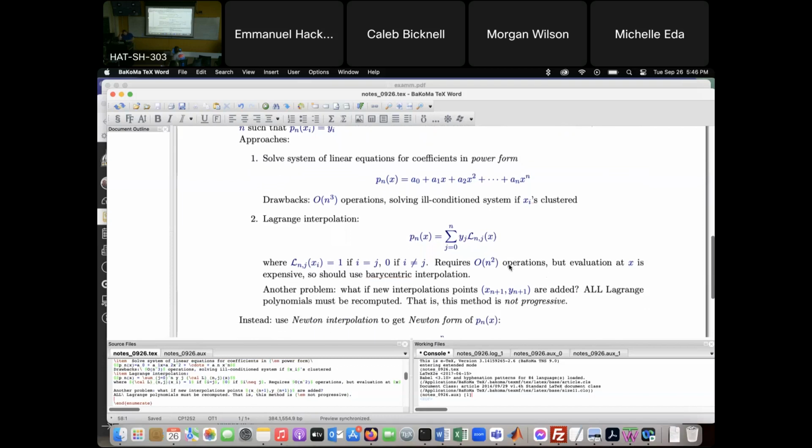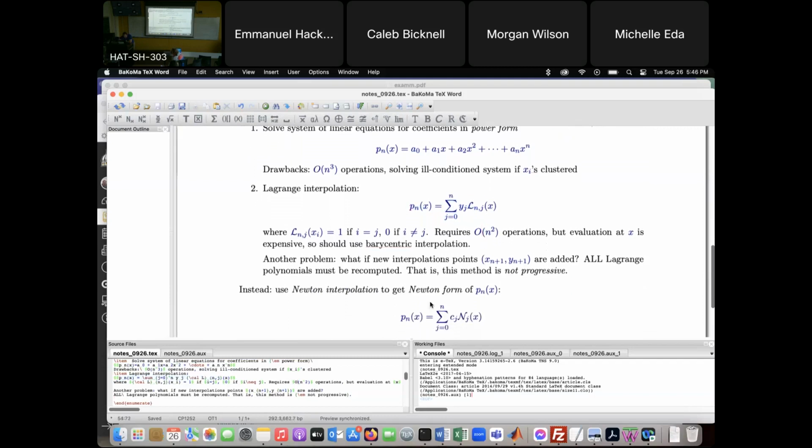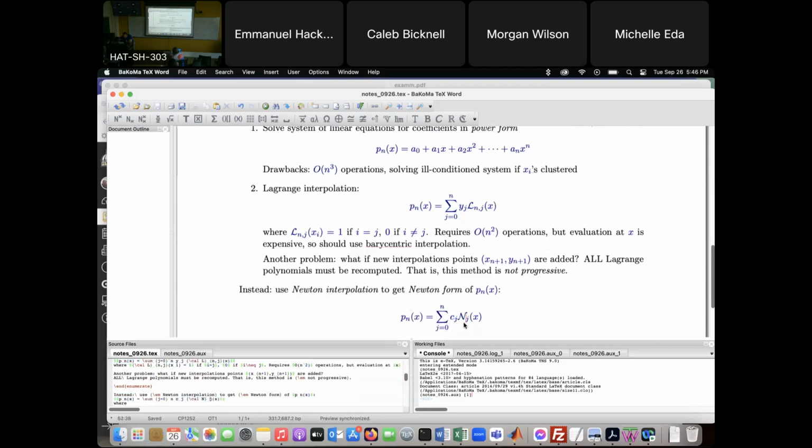Now we're going to have a third form of this P_n of x called Newton form. At first glance, it looks kind of like Lagrange form. We have P_n of x as some linear combination of coefficients times these polynomials that I'm labeling, I guess, fancy N sub j of x. So I need to explain what these are.